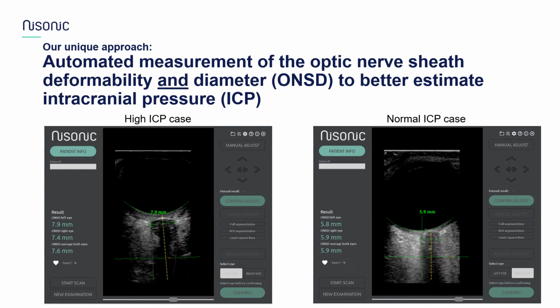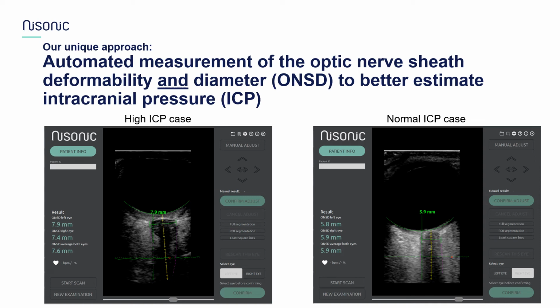Nisonic aims to simplify detection of elevated ICP using transorbital ultrasound imaging and machine learning, as illustrated by the high ICP and the normal ICP case shown here. The Nisonic P100 scanner provides state-of-the-art ultrasound images of the optic nerve sheath and has several novel and unique features implemented. It provides graphical guidance on how to obtain the best ultrasound images of the optic nerve sheath.